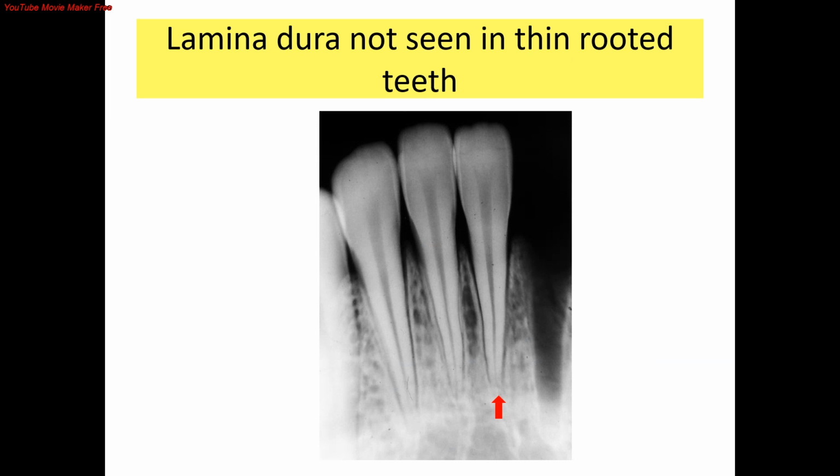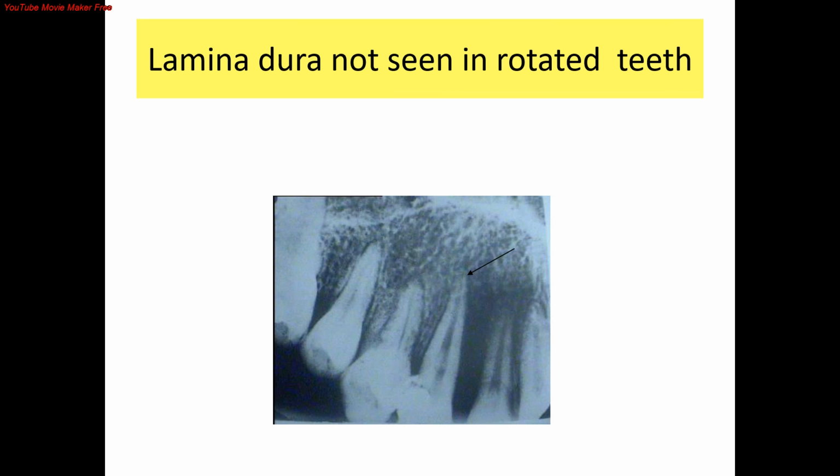In slender roots, bone density around it is so thin that it is unable to cast a shadow. In these cases, lamina dura appears to be absent but must be confirmed by a clinical vitality test before rushing to the diagnosis. Lamina dura may not be visible in rotated teeth, especially in the presence of developing teeth. Localized absence may be seen in cases of migrated teeth also.